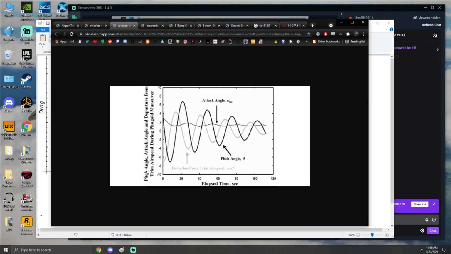So you can see pitch angle, angle of attack, and departure from trim airspeed. Deviation from trim airspeed is the light gray. Our pitch angle is the black one. And our angle of attack is this line in the center.